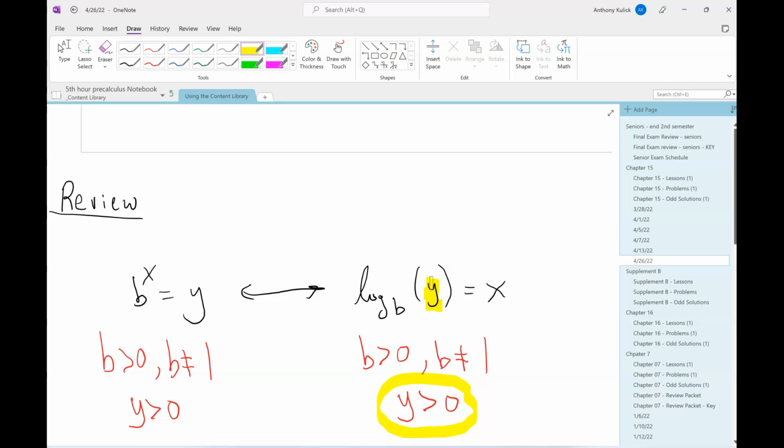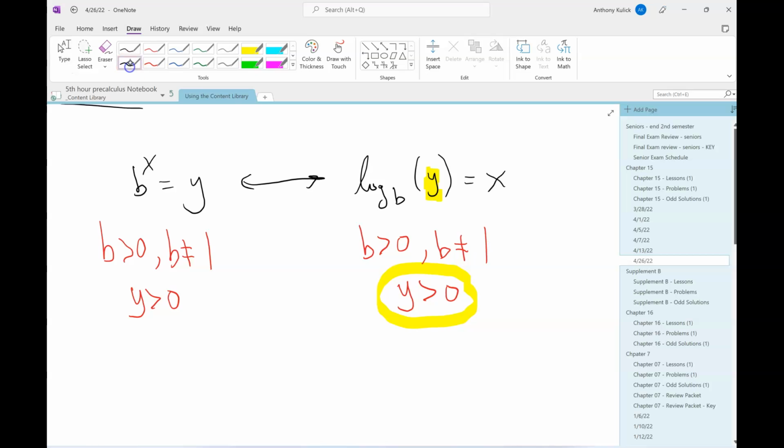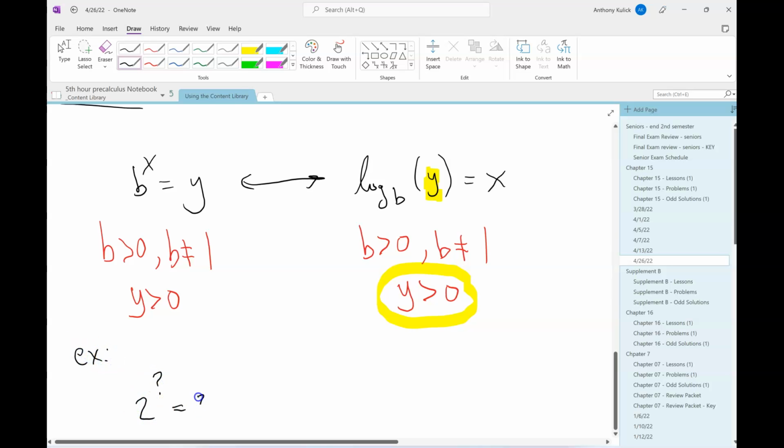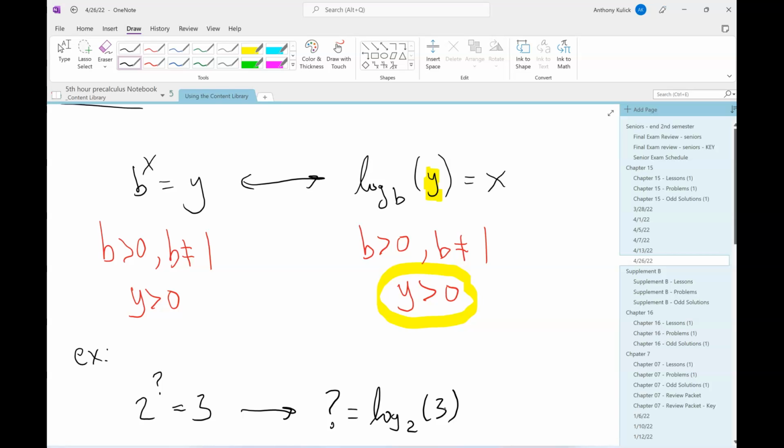So let's think about this a little more. What this logarithm is answering is basically what is the exponent that does this. So for example, if I say, okay, 2 to what power gives me 3, well, that power should be log base 2 of 3, whatever that number is. That's just the name we're going to give that number. Everybody's okay with that idea?